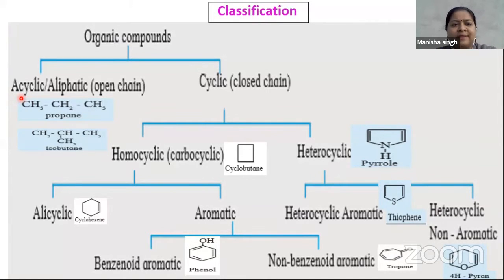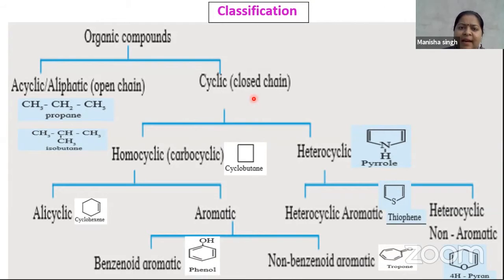Okay. So examples are given: propane. You can see it is an open chain compound, not a cyclic compound. The next example is isobutane. Again, it is a branched alkane, but it is not a cyclic compound. So these two are examples of acyclic or aliphatic compounds. Alkenes and alkynes are also considered acyclic compounds. Here we mainly have to study the cyclic compounds, because in the previous standard you have learned the acyclic or aliphatic compounds. So cyclic means closed chain.